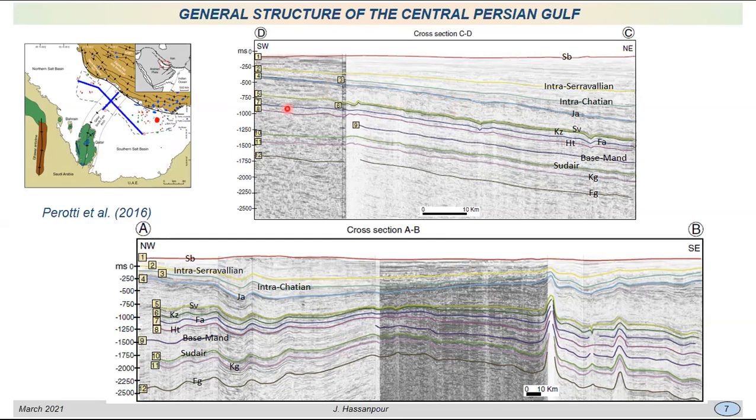And in the northeast direction, we can see a deepening of the seismic reflectors toward the north, toward the Zagros fold and thrust belt, and thickness variations of the late Cenozoic intervals from here to the present day in the foreland basin of the Zagros.